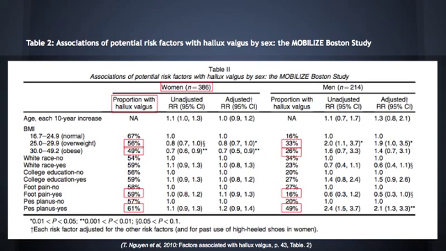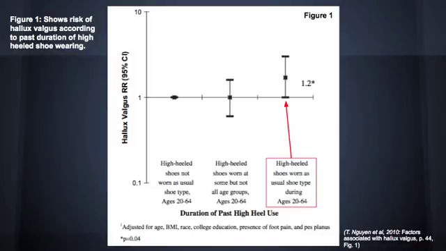As you can see, in the last category, women who reported wearing high-heeled shoes as their usual type of footwear for the entire period between the ages of 20 to 64 had a 20% increased likelihood of having hallux valgus compared to women who did not.